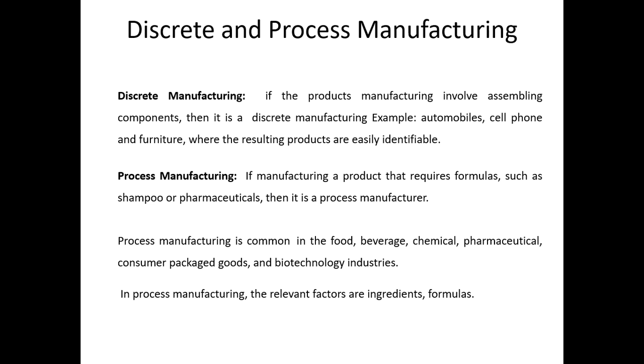And process manufacturing: if the manufacturing of a product requires formulas, such as shampoo or pharmaceuticals, then it is a process manufacturer. Process manufacturing is common in food, beverages, chemical, pharmaceutical, consumer packaged goods, and biotechnology industries. In process manufacturing, the relevant factors are ingredients and formulas.